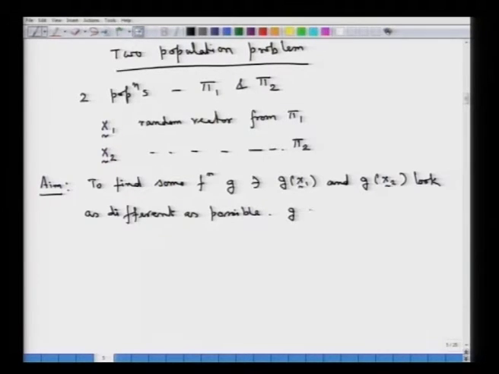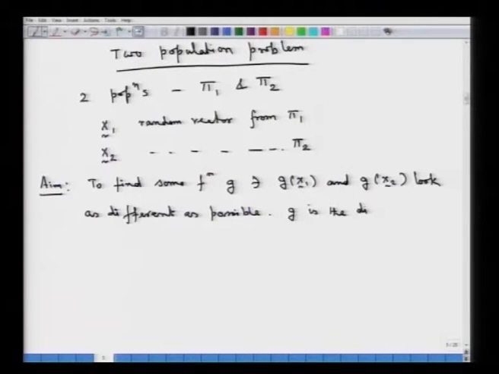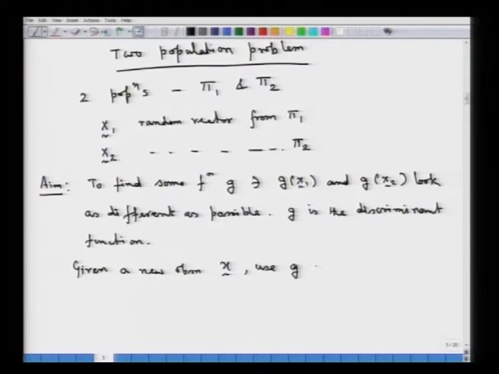Now, if such a G looks as different as possible for observations coming from two distinct populations pi 1 and pi 2, then G is the desired discriminant function, and then given a new observation x, we can use that G to classify x into either pi 1 or pi 2. So, that is basically the classification problem.